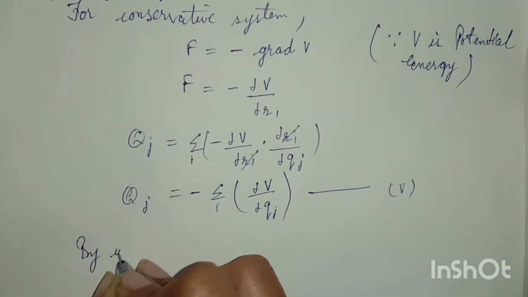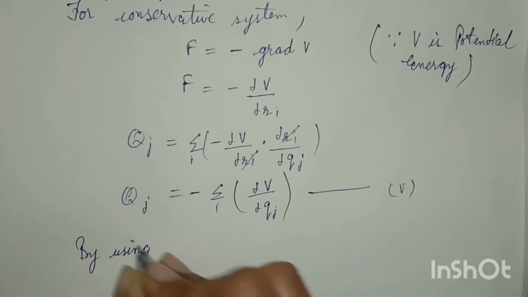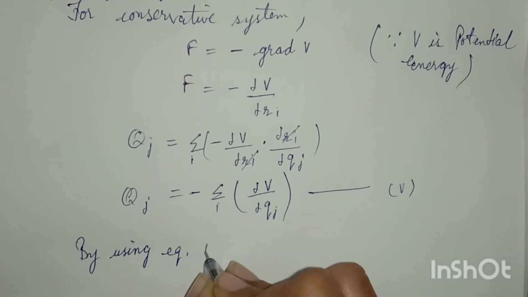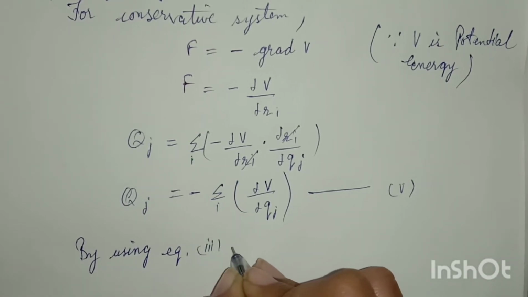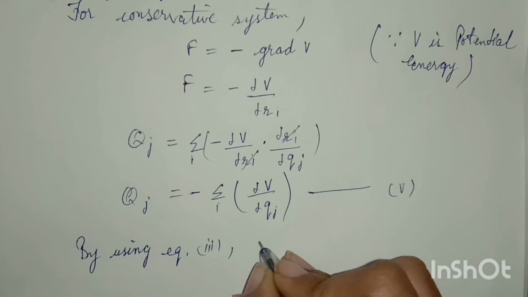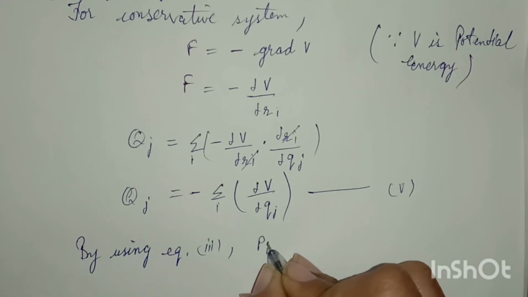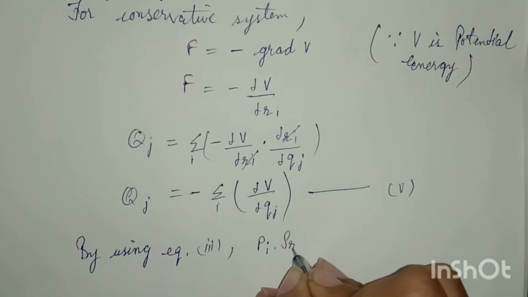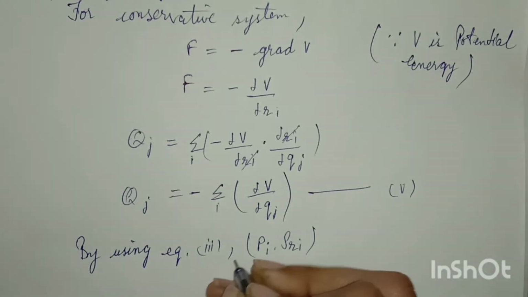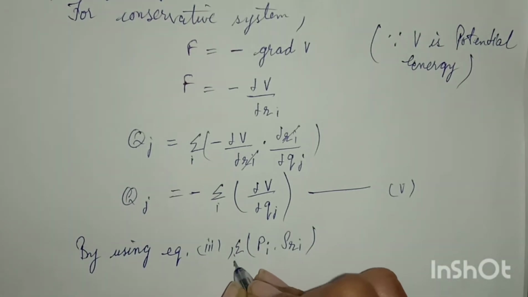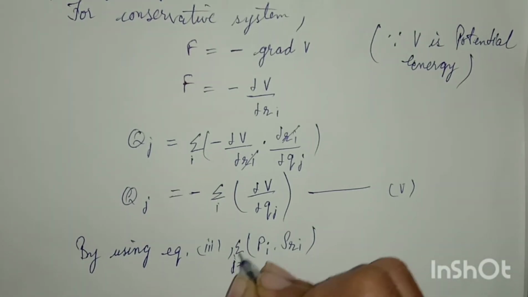By using equation 3, we have to find the value of the summation over i, j equals 1 to n of Pi dot delta Ri.